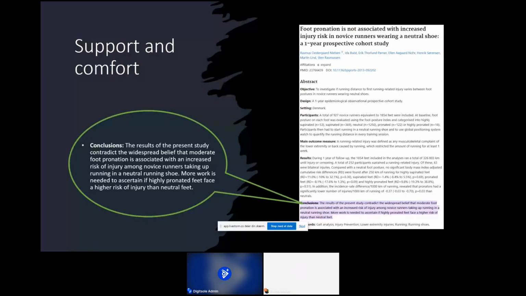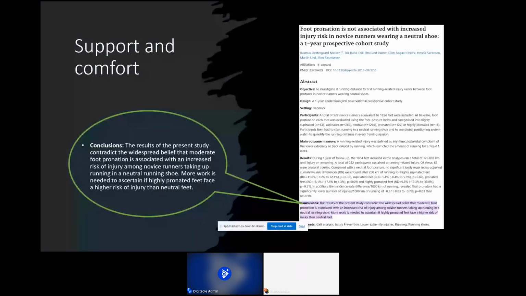So the conclusion was that the result of the present study contradicted the widespread belief that moderate foot pronation is associated with an increased risk of injury among novice runners taking up running in a neutral running shoe. But what they also say, as typically, is that more work is needed to ascertain if highly pronated feet face a higher risk of injury than neutral feet. So what they actually say is that if you take a person who hasn't been able to run at all, then it doesn't really matter that much what kind of shoe you put on.